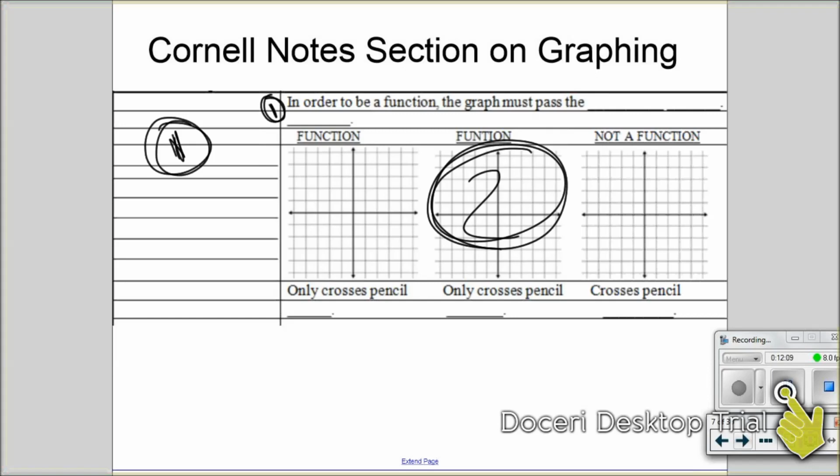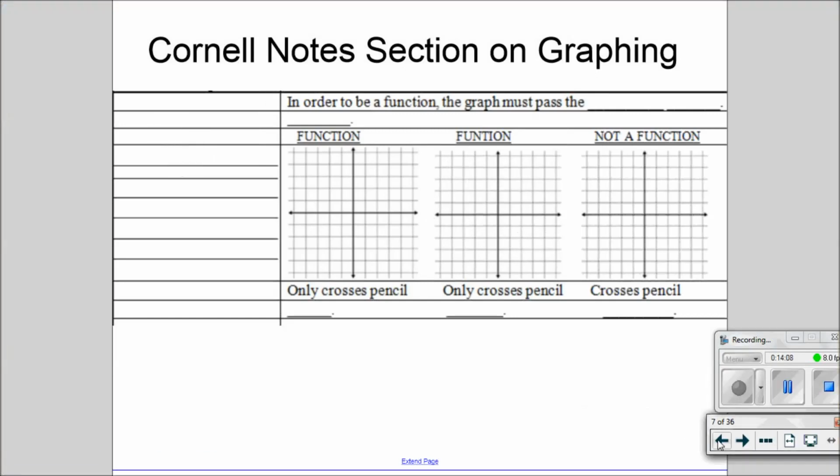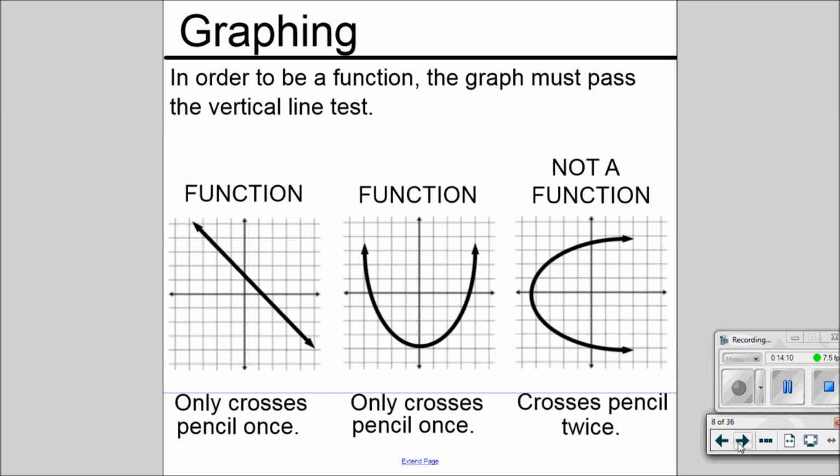Alright, our time is up. So here's what we're going to do. We are going to kind of discuss this a little bit. So if you look at your notes, you should have this written in. So again, in order to be a function, the graph must pass the vertical line test. So we haven't talked too much about the vertical line test. That's what we're going to get into right now.